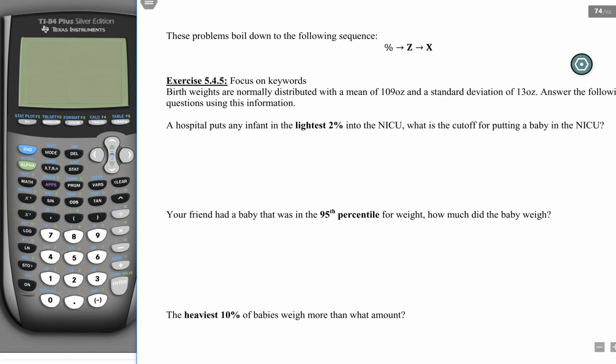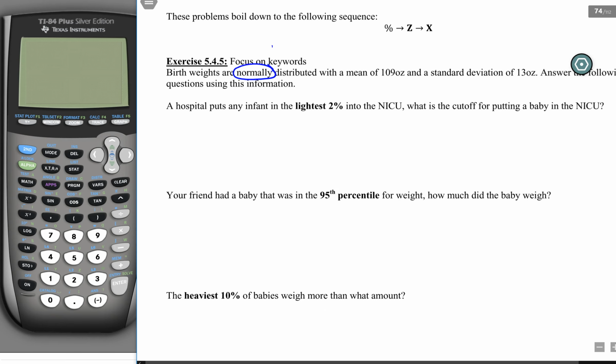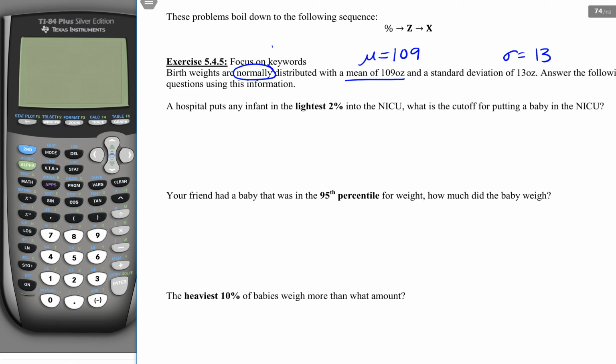All right. So reading through our first question, we see birth weights are normally distributed. There's our sweet keyword to let us know we're doing something with our normal distribution. So we can either go to that normal section of the formula sheet or to the normal helps in the calculator. The mean weight of these births is 109 ounces with a standard deviation of 13 ounces. And we're going to answer the following questions using this information. All right, we see that a hospital puts any infant in the lightest 2% into the NICU. What is the cutoff for putting a baby in the NICU?